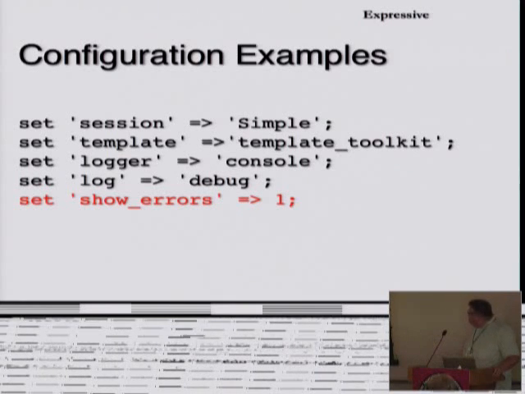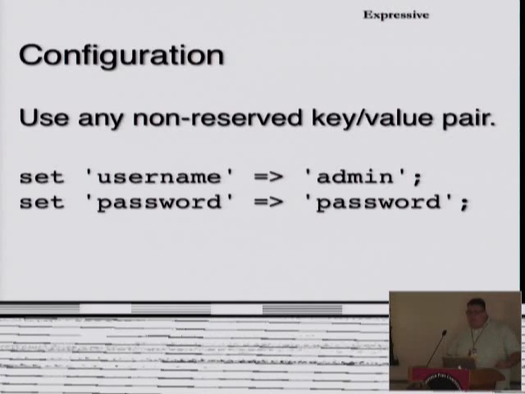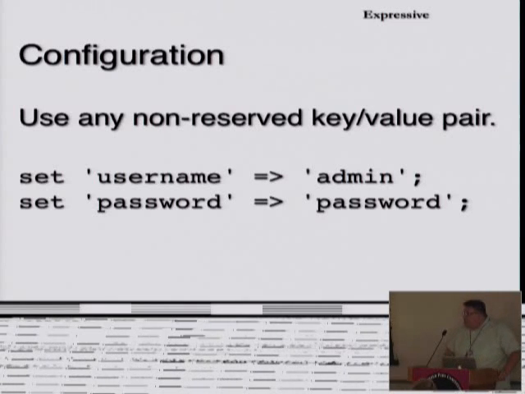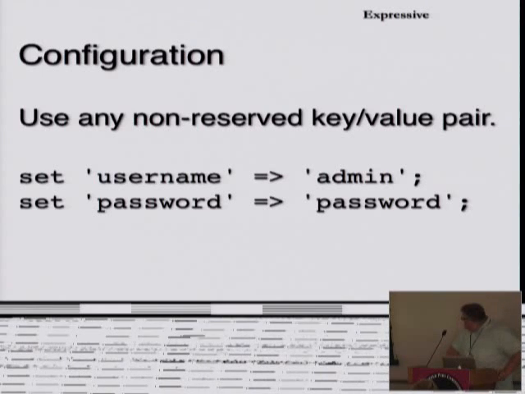Template Toolkit, we talked about that. Set my log to console. Set the log level to debug. One of the cool things about Dancr is you can actually use any arbitrary key value pairs that you want, and you can do that inline or in the YAML file. So for example, here I'm setting username to admin and the password to, don't tell anyone, password. Okay? Seriously, don't tell anyone.